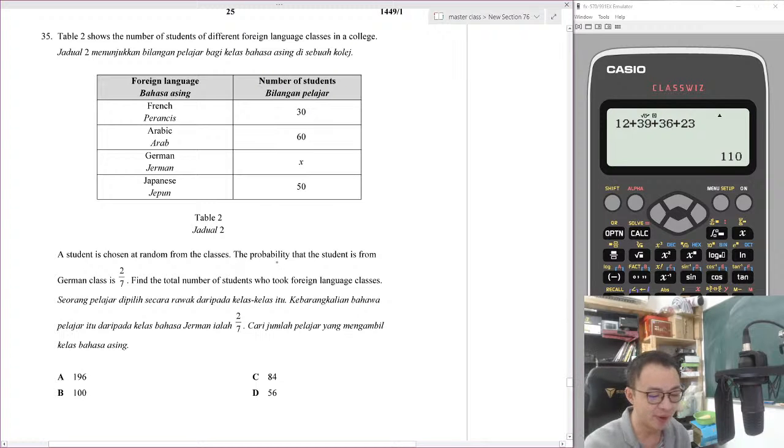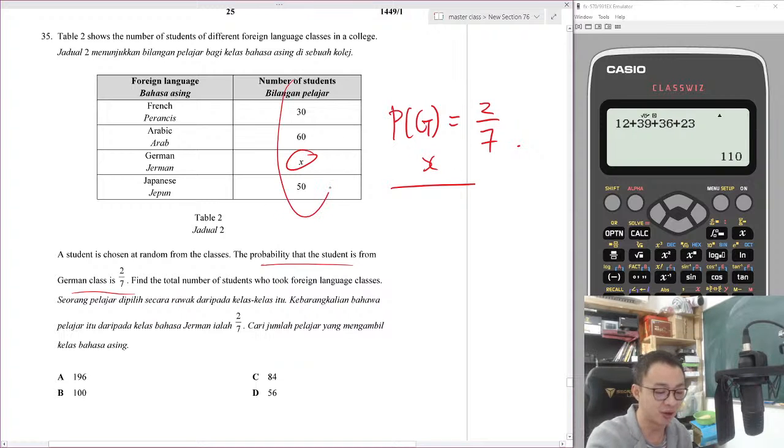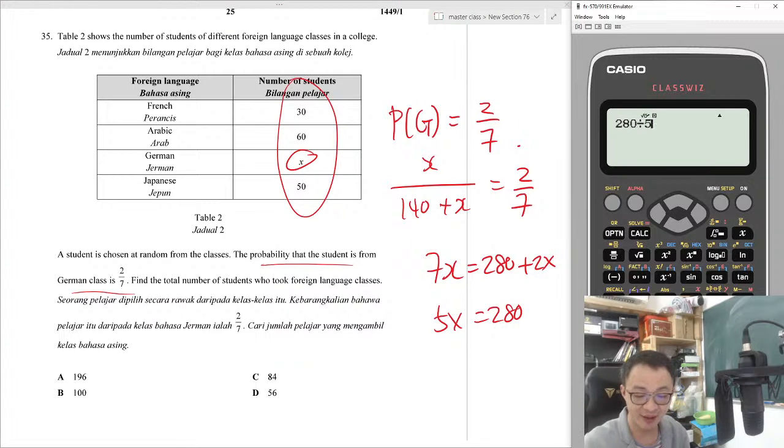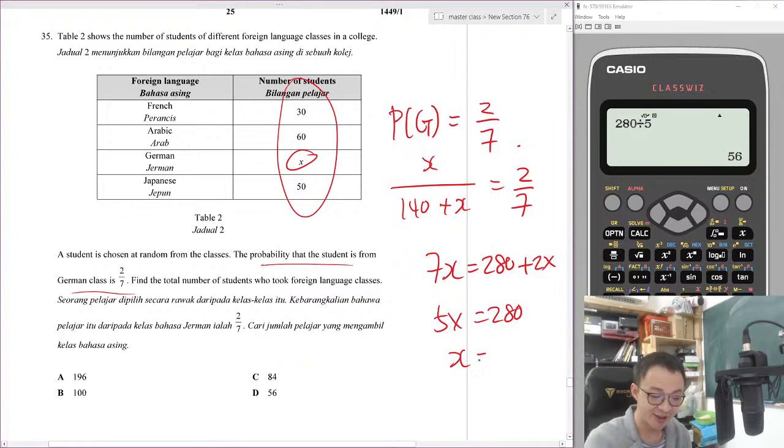Alright, so they say the probability of a student taking the German class is 2 over 7. So the probability of German is 2 over 7. What I want to do is, to get German is x number over total, right? Total should be 140 plus x, equal to 2 over 7. So 7x equals to 280 plus 2x. 5x equals to 280. 280 divided by 5, you will get 56. x equals to 56.